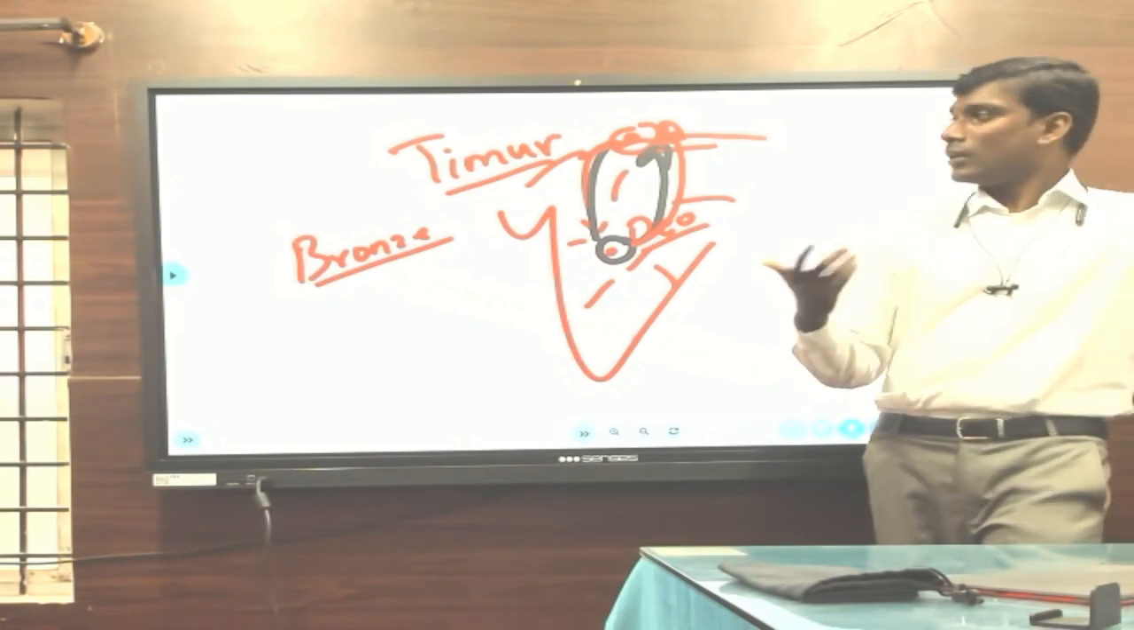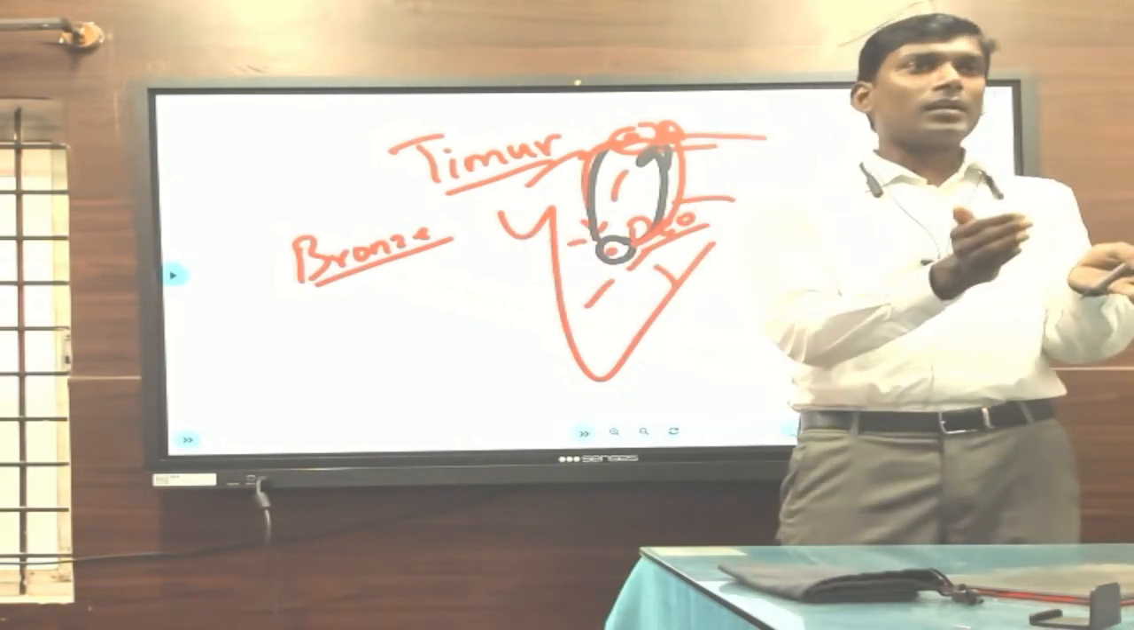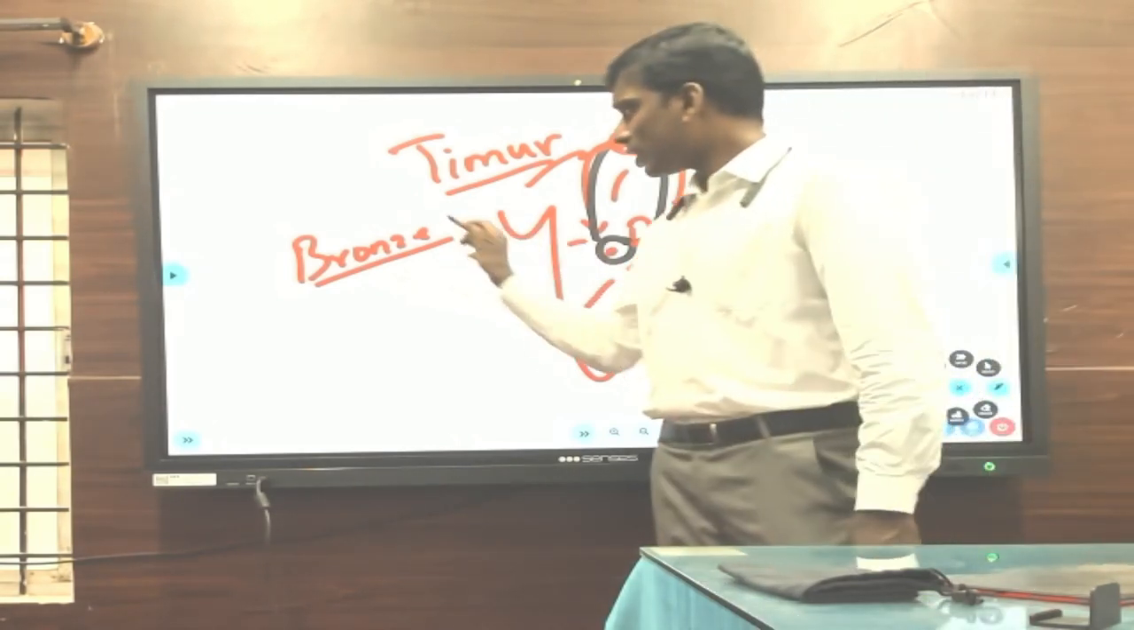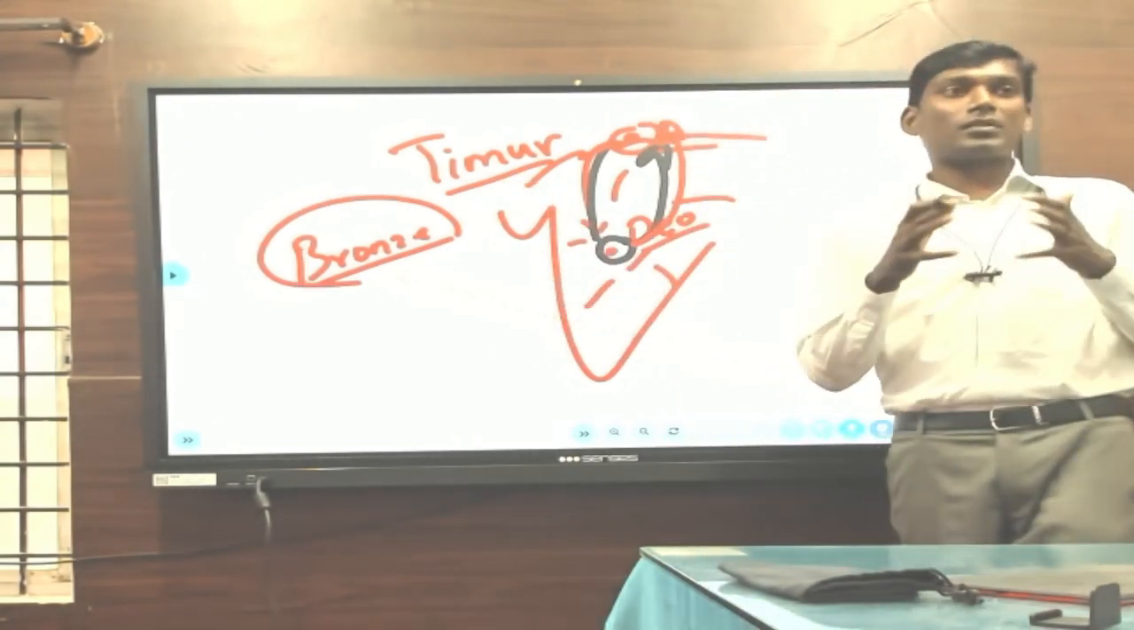People are becoming rich. Mohammed bin Tughlaq doesn't know what is happening. He says, I have printed only 100, but in the economy there are 1000 bronze coins. How is it possible? So now there is a problem. Because of these two mistakes, Mohammed bin Tughlaq's administration failed.